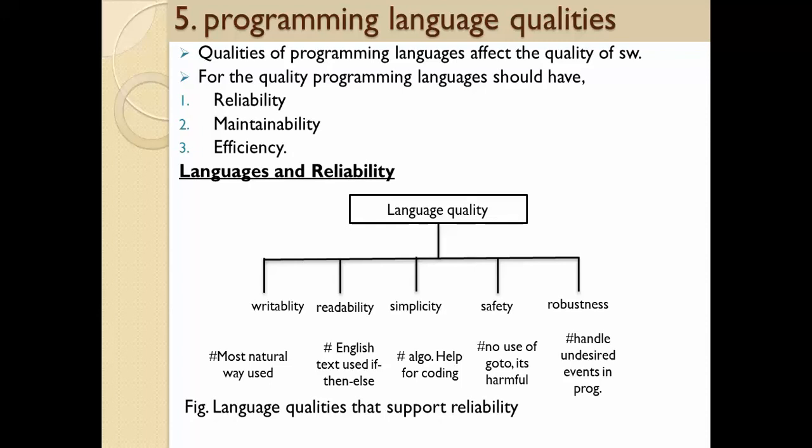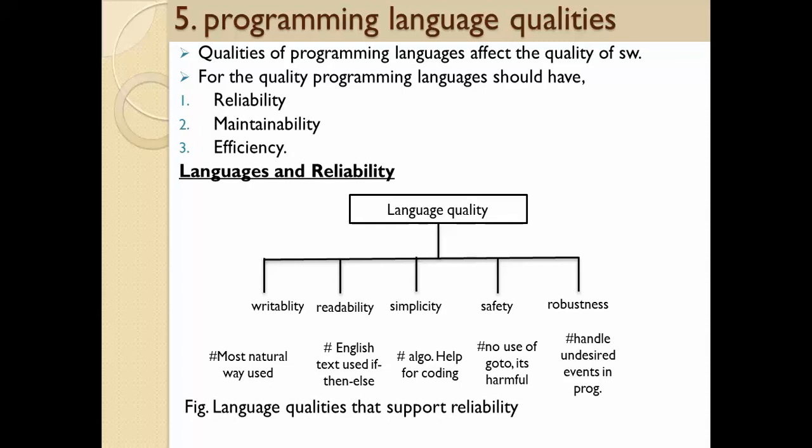So safety of a programming language means that the language should not use dangerous, malicious, or unsafe statements. For example, the use of the goto statement is a harmful keyword which harms program security. So it should not be used, so that the safety of the program is achieved.